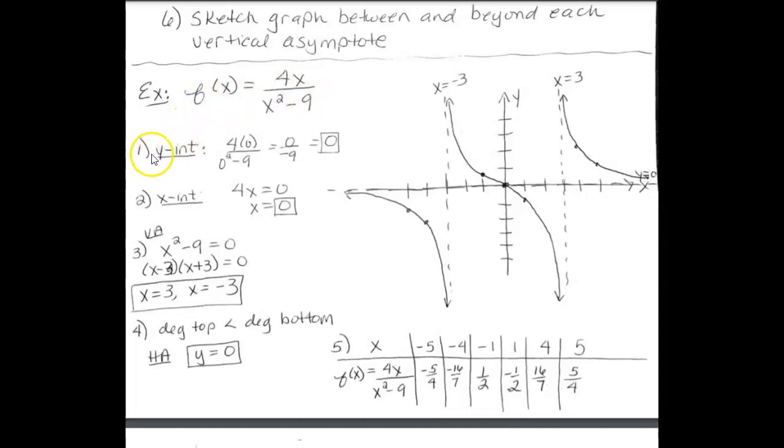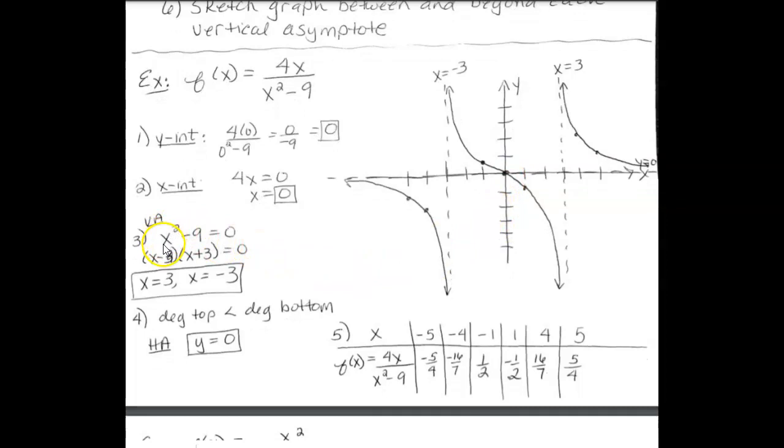All right, so the first step, the y-intercept, means plug 0 in for x. So 4 times 0 divided by 0 squared minus 9, that's 0 divided by negative 9, or 0. You can plot that if you want to. Just go ahead and plot the y-intercept when you find it. X-intercepts, set the numerator equal to 0. So 4x equals 0, divide both sides by 4, we get x equals 0. So again, that's the same point right here.